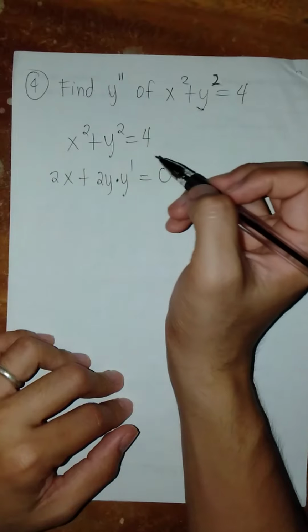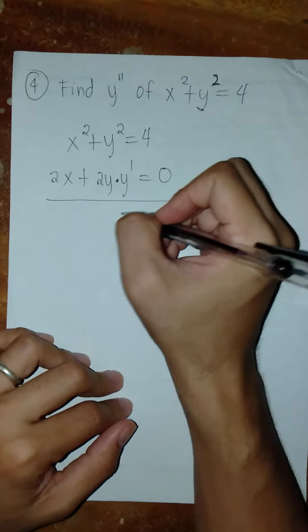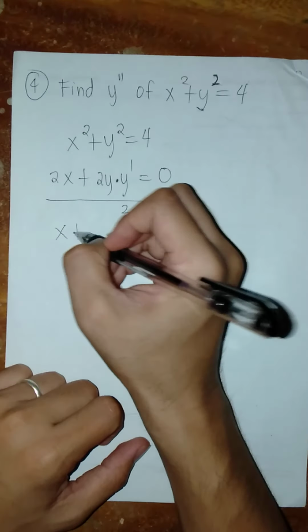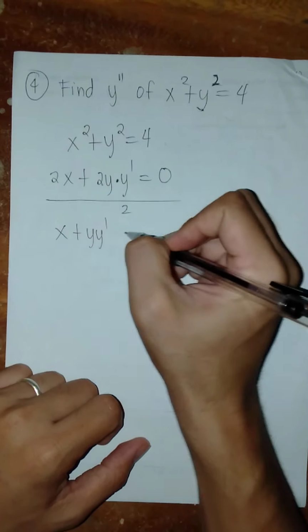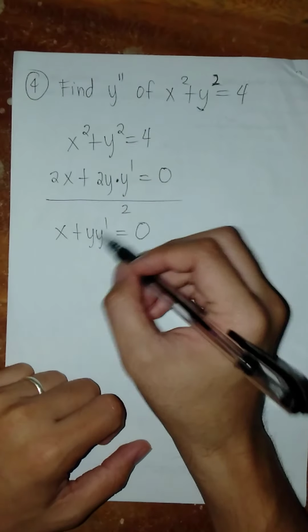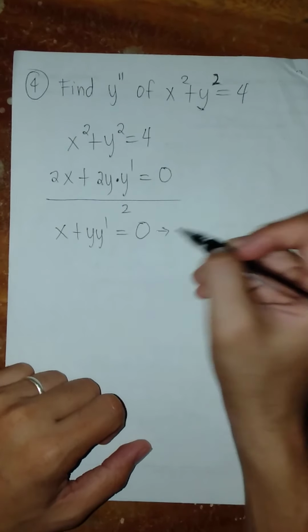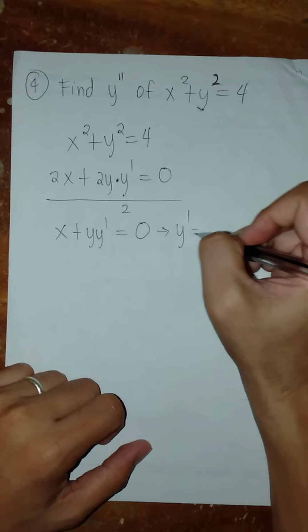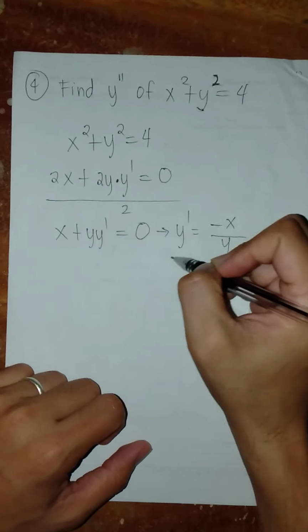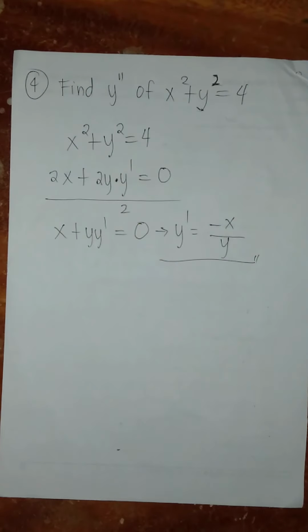Then, common yung 2. Divide both sides by 2 para mag-cancel out yung 2. May tira na lang x plus y y prime is equals to 0. Then, isolate mo yung y prime by transposing x sa kabila. Magiging y prime is equals to negative x. Then, divide both sides by y. Ito na siya. This is your first derivative.